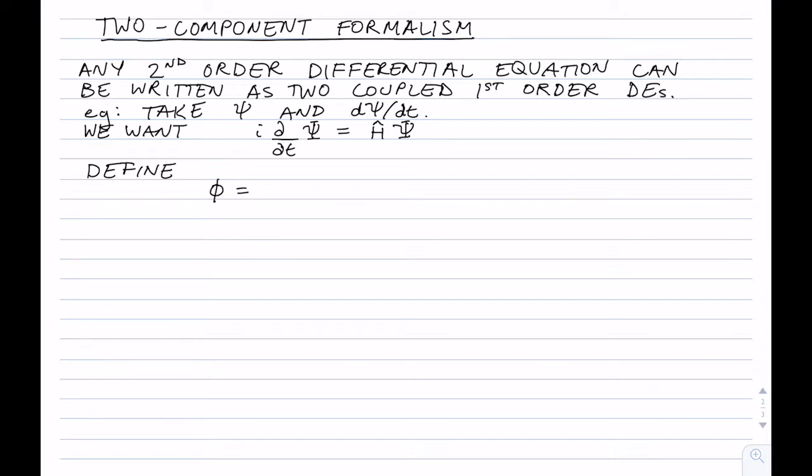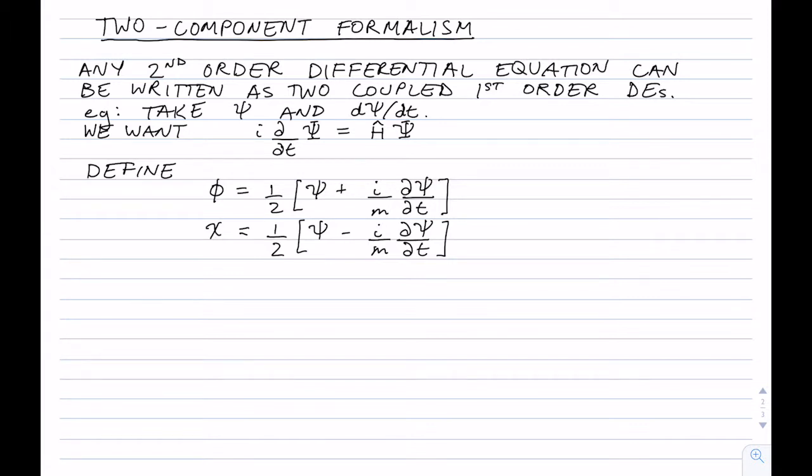We'll define phi, which is going to be a half of psi plus i over m d psi by dt. Remember, little psi here is just the solution of the Klein-Gordon equation. And chi is going to be 1/2 of psi minus i over m d psi by dt. So we're going to use this to break up the Klein-Gordon equation. If we add them together, we get psi equals phi plus chi.